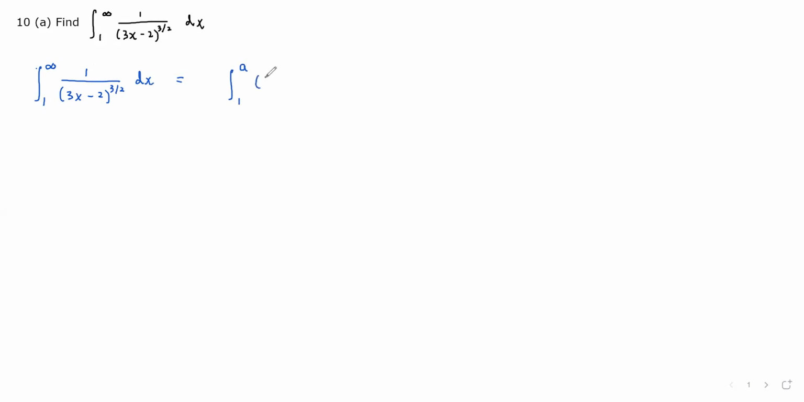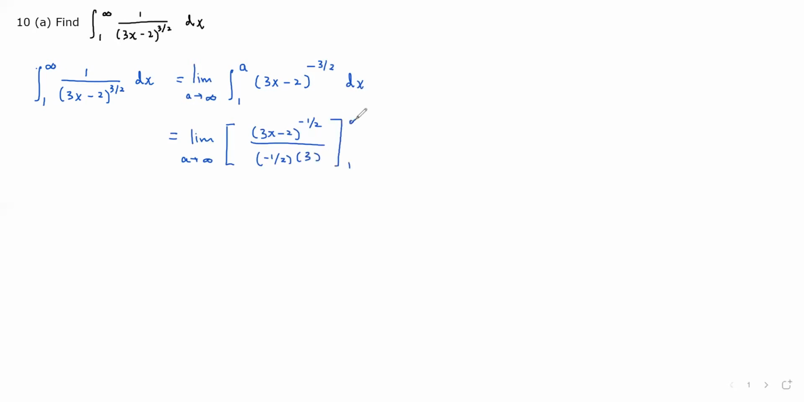And 1 over (3x minus 2) to the 3/2 is written as (3x minus 2) to the negative 3/2 now. It's easier to integrate this way. And after that, we set the limit as a approaches infinity. The integral of this becomes (3x minus 2), add 1 to the exponent, we have negative 1/2, and then you divide by negative 1/2 and the coefficient of x, which is 3.